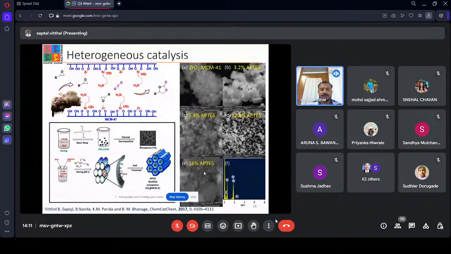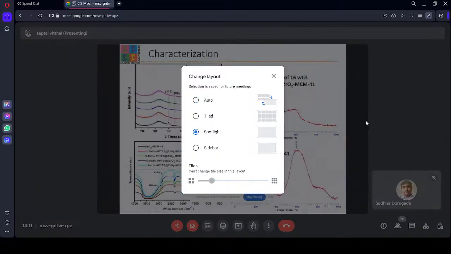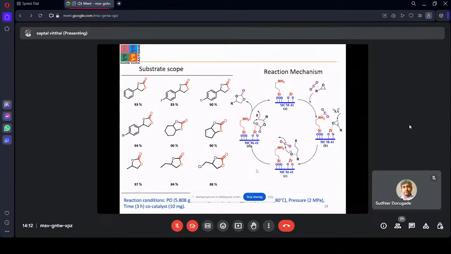And we found that the silica with zirconia loaded with 16% amine functional group had a high activity, and we characterized this material using X-ray diffraction and ammonia TPD and CO2 TPD to check the acid-base nature of the catalyst, and we found that it has an acid and base bifunctional nature, and we used this for various reactions. And again, a similar type of reaction mechanism shows that zirconium oxide acts as a Lewis acid and the amine functional group as a Lewis base, and it helps to synthesize this product.